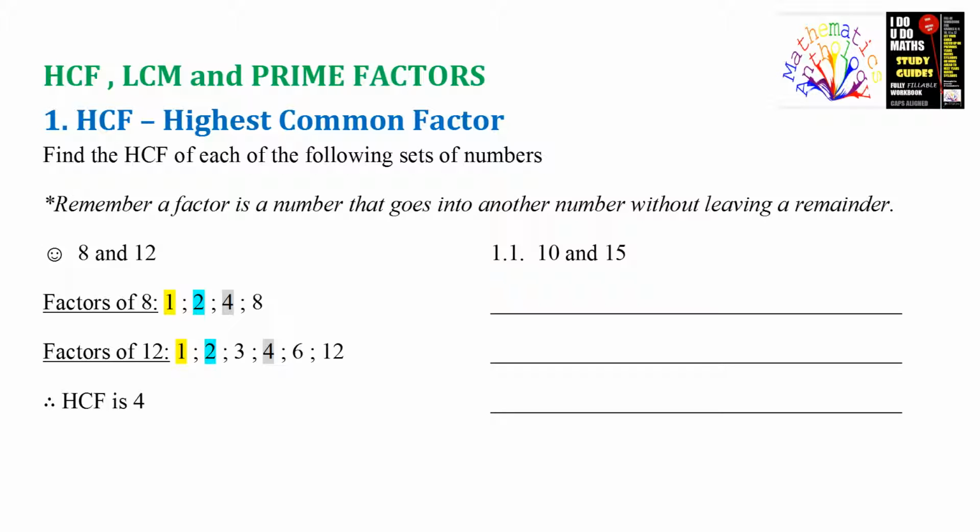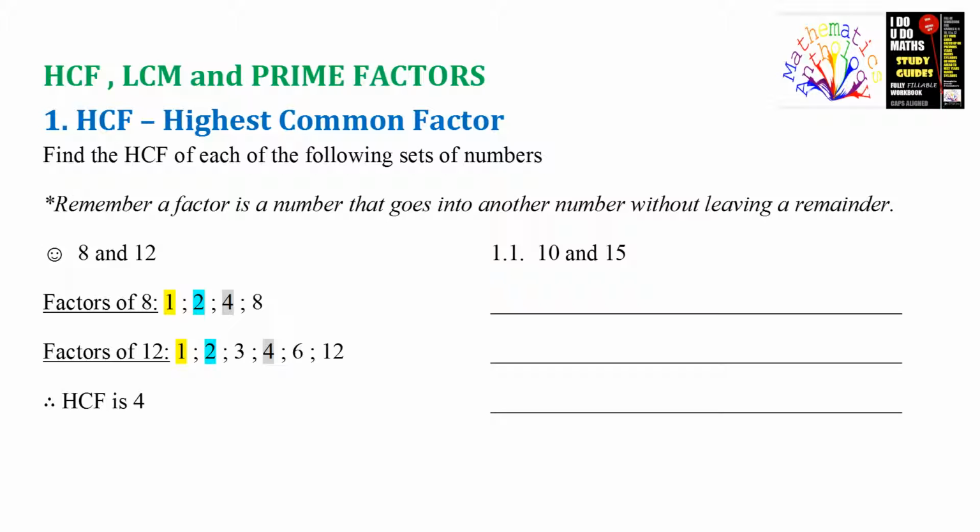Now if we're looking at HCF, LCM, and prime factors, we can start with the HCF, which is the highest common factor. So find the highest common factor of each of the following sets of numbers. Remember that a factor is a number that goes into another number without leaving a remainder. So the first example we have here is 8 and 12.